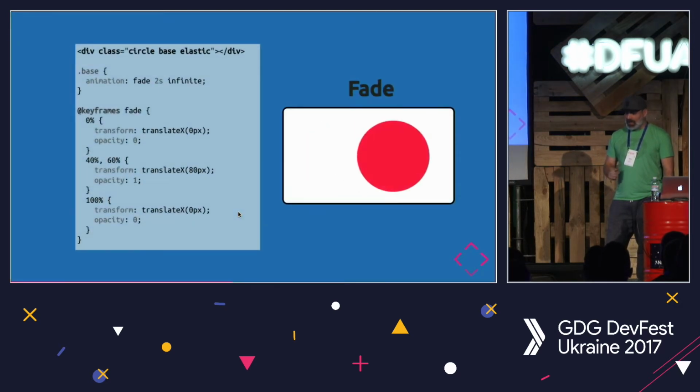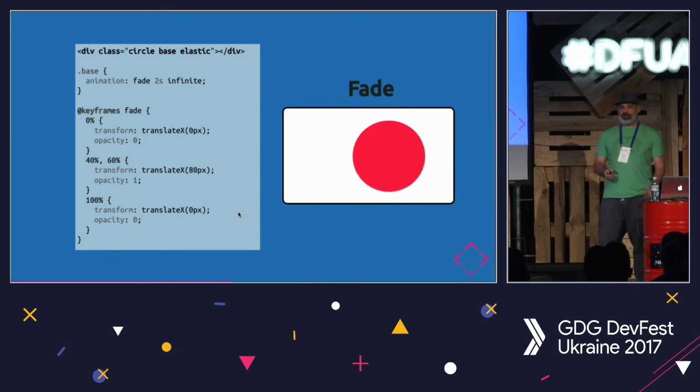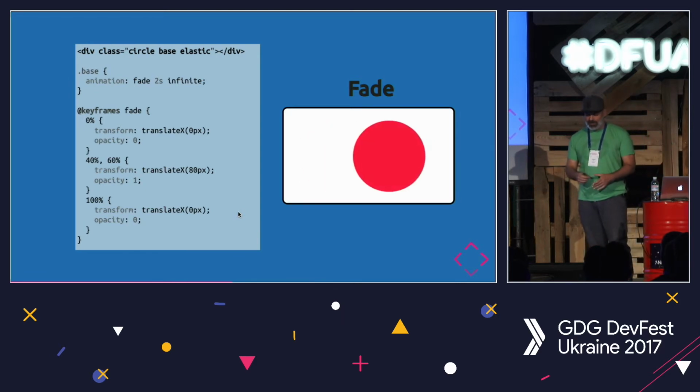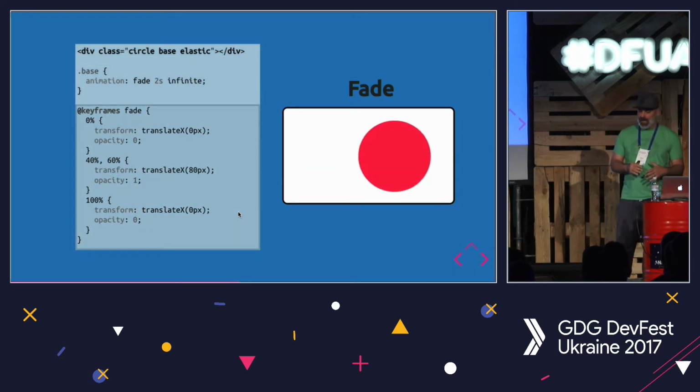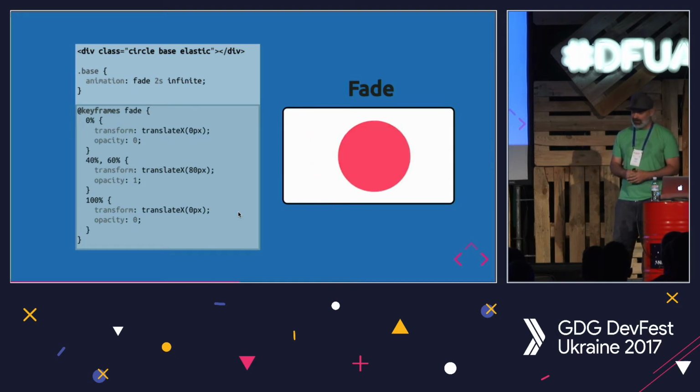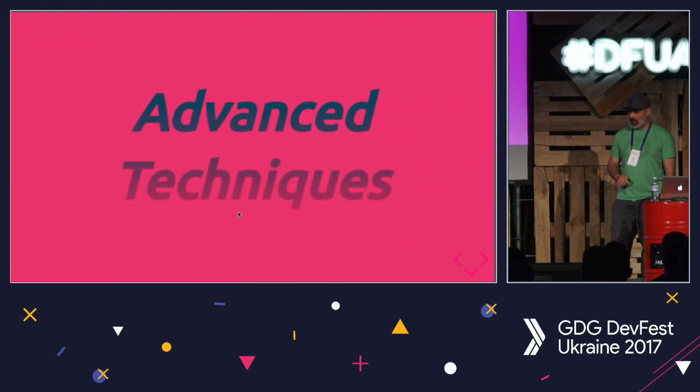Cool. So the last one is fading, and because fading is a little bit boring, I also add some movement. You can see how you can mix also the movement with the fading, and that's possible because we can use any number of styles in these keyframes. And these are more or less the basic techniques that you are going to use while building your own animations. So let's move into more advanced techniques.